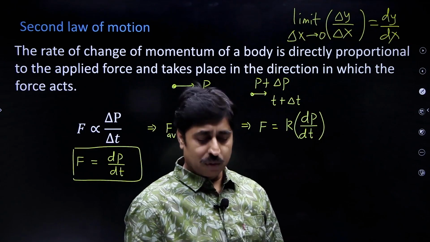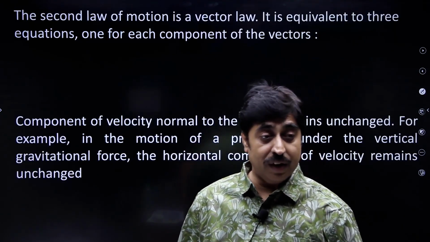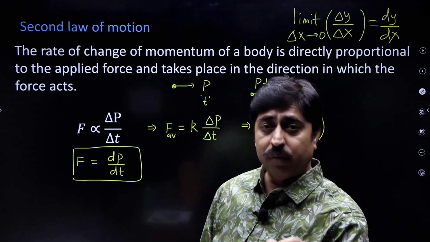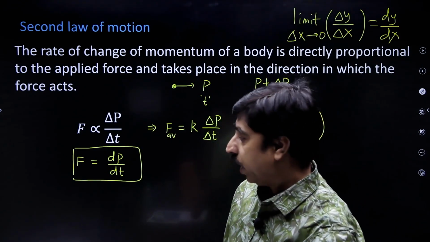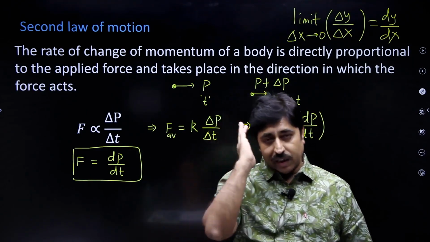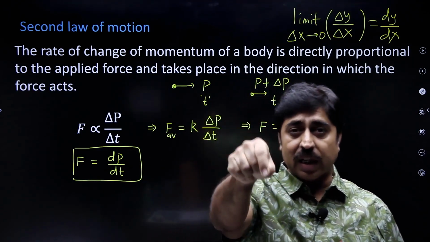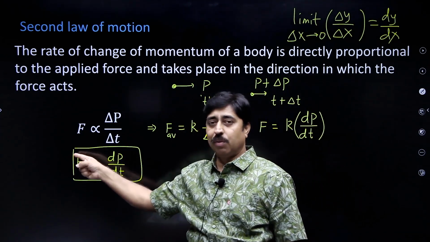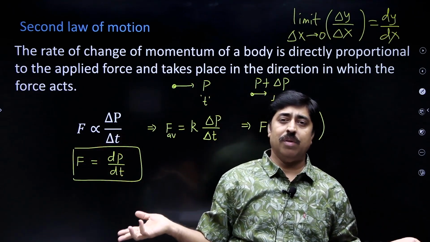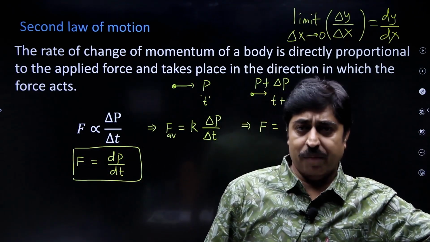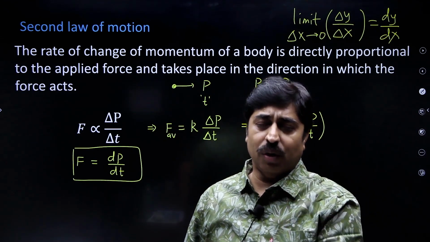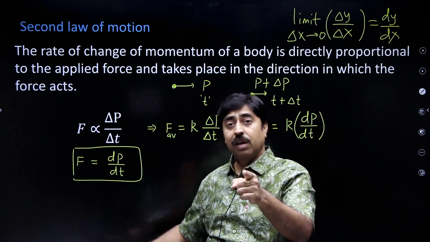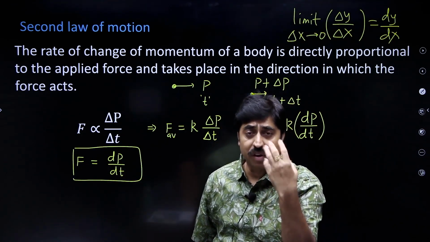This equation tells you that if momentum of a body is changing with time, then rate of change of momentum with respect to time is dp by dt, and this is the net external force acting on the body. If there is no force, if force is 0, then dp by dt is 0, which means momentum is not changing with time. dp by dt is 0 means p is constant. P will change only when this F is non-zero, when there is some force.